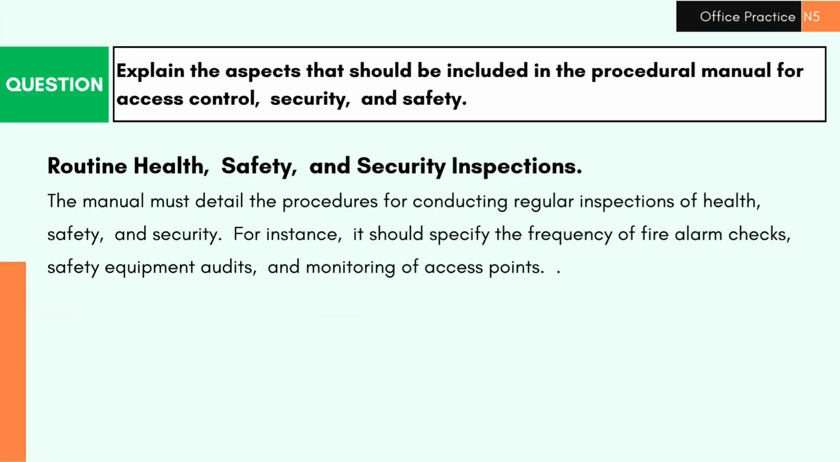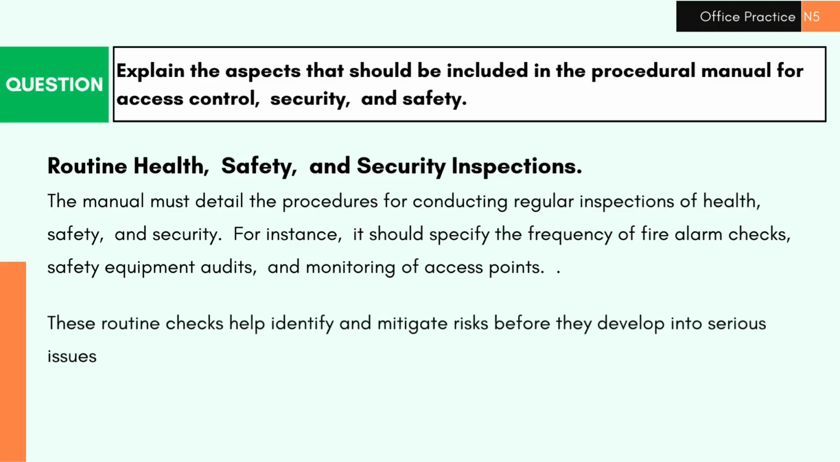4. Routine health, safety, and security inspections. The manual must detail the procedures for conducting regular inspections of health, safety, and security. For instance, it should specify the frequency of fire alarm checks, safety equipment audits, and monitoring of access points. These routine checks help identify and mitigate risks before they develop into serious issues.